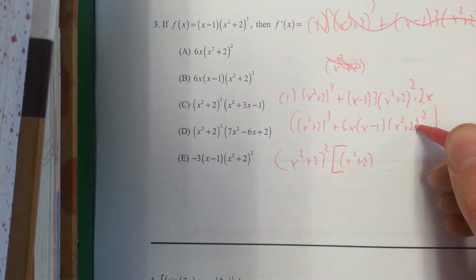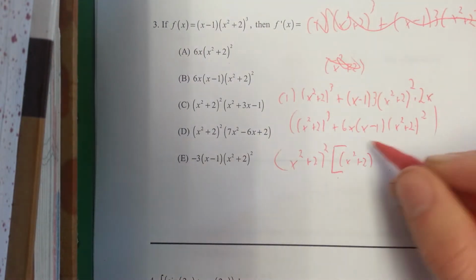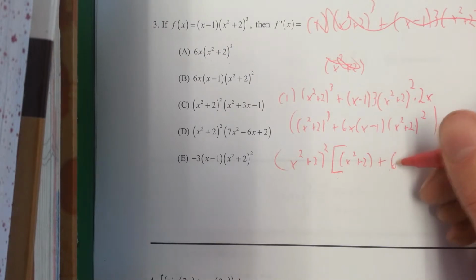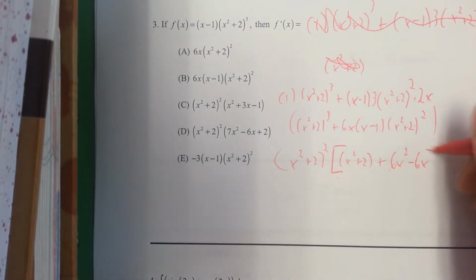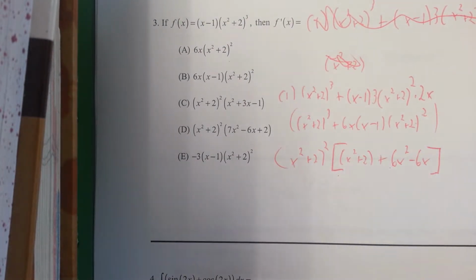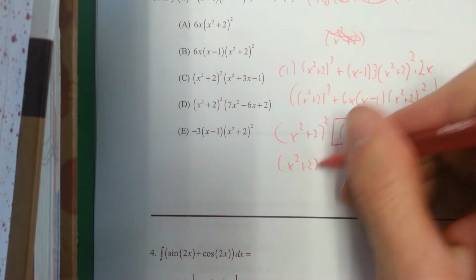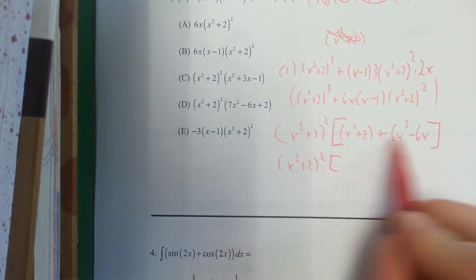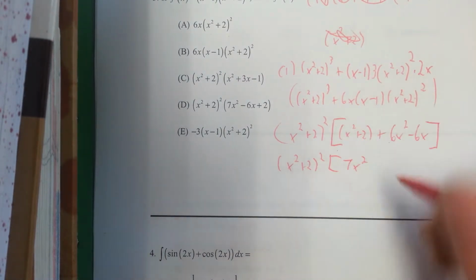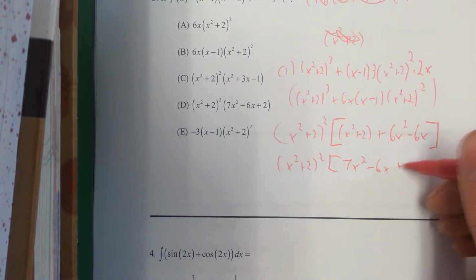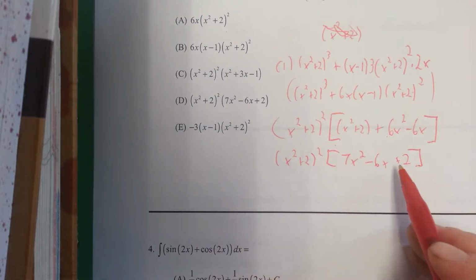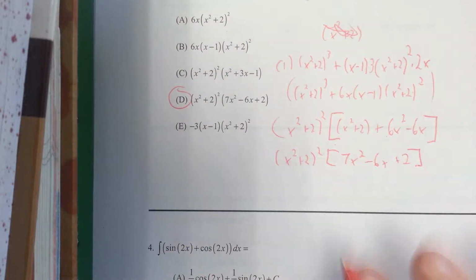I yanked x squared plus 2 squared out front, so that leaves me here with a plus 6x squared minus 6x. And is that starting to look like anything? No, not yet. We need to do one more step. This is actually just an annoying piece of algebra. So I'm going to clean up everything on the inside. x squared plus 6x squared, that's 7x squared. Minus 6x doesn't go with anything. Plus 2 does go with something. Here we go. We cross our fingers. Hopefully that's one of them. Boom, it's D. Done. Okay, next one.